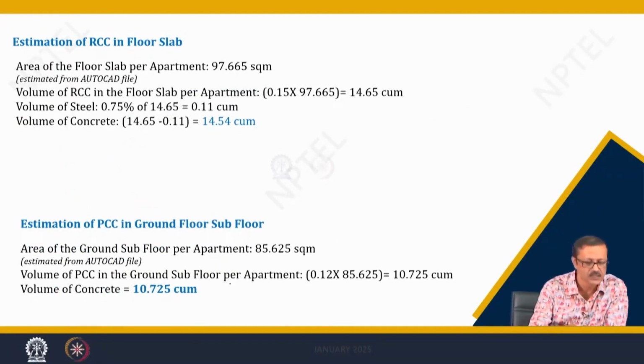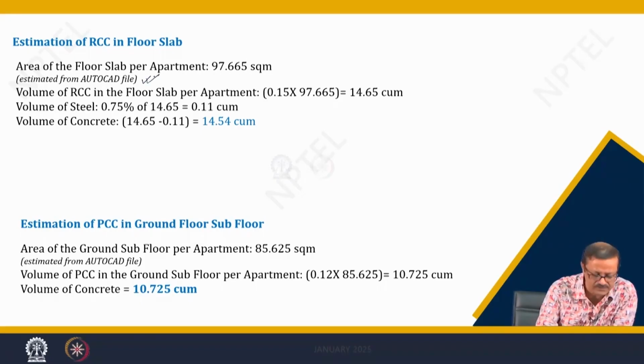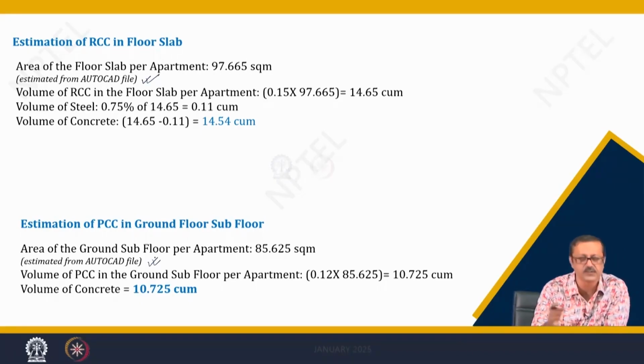Similarly, I have found out the RC slab and also the PCC in the ground floor. I have estimated from the AutoCAD file itself. So, from the AutoCAD file I use the area command, and then I got those values. And for the PCC I have taken the internal floors, because I know there will be a beam, and for the RCC slabs I have taken the whole perimeter boundary. So, that is why it is a little bit more.